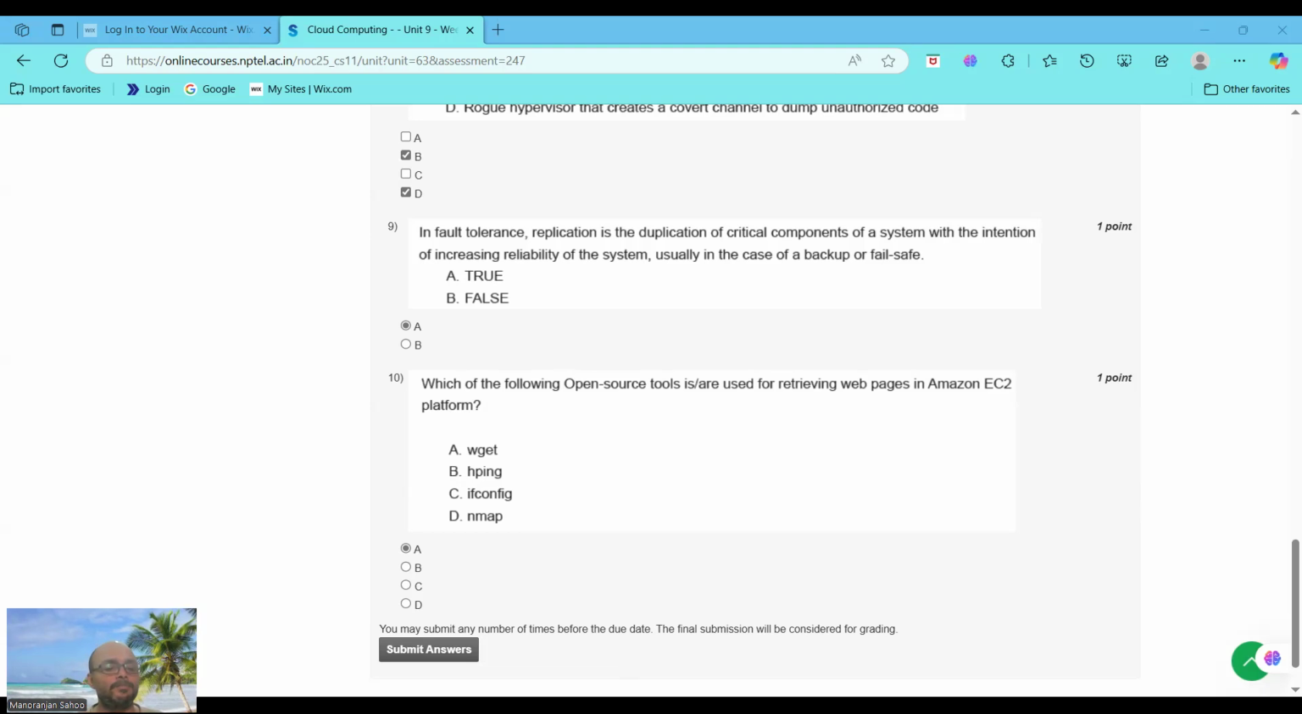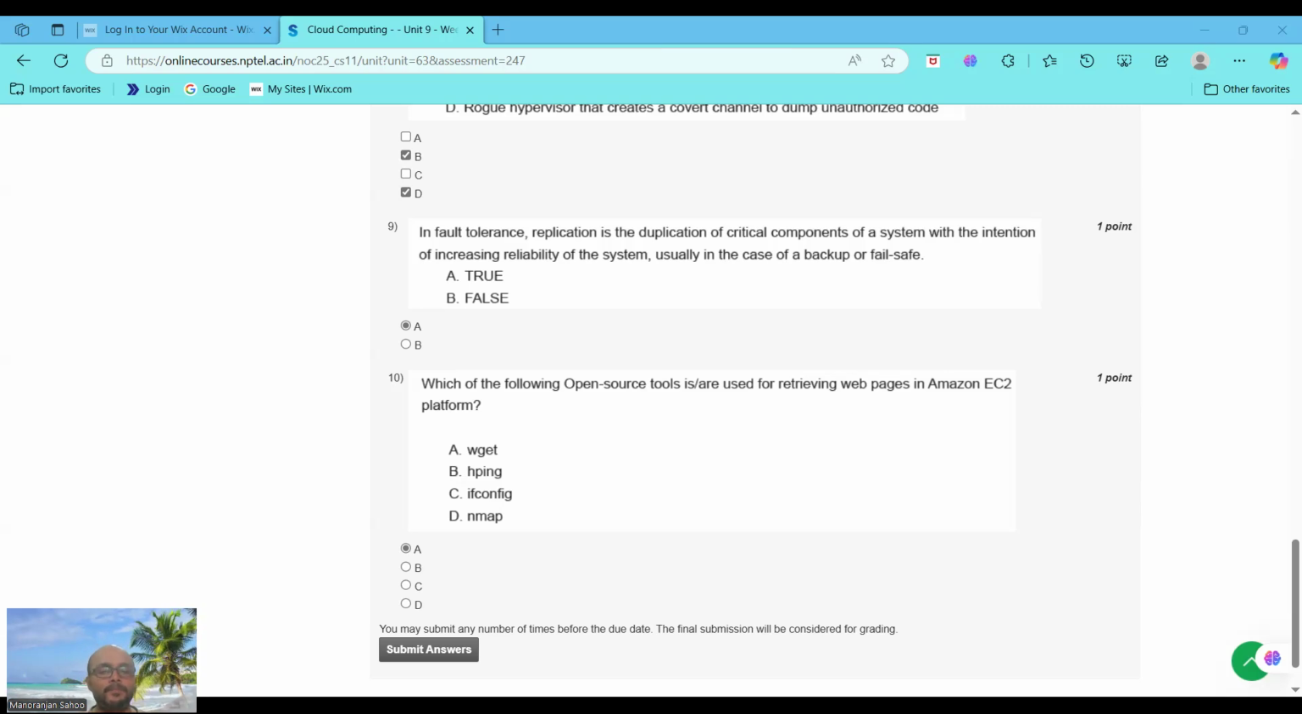What is hping? Hping is a network tool for packet analysis. Remember, hping is for packet analysis. ipconfig is used for network interface configuration. And nmap is a network scanning tool. So for retrieving pages, we consider wget. I hope you understood all the questions and answers.